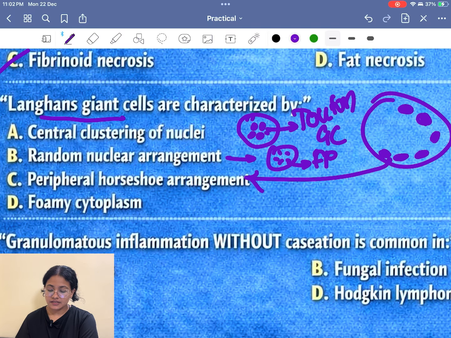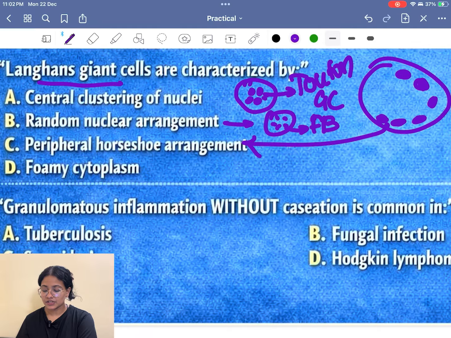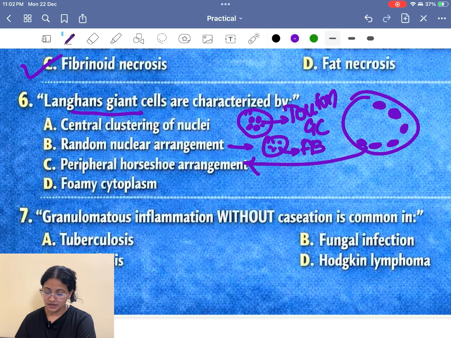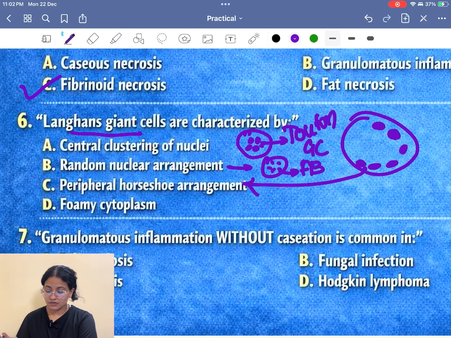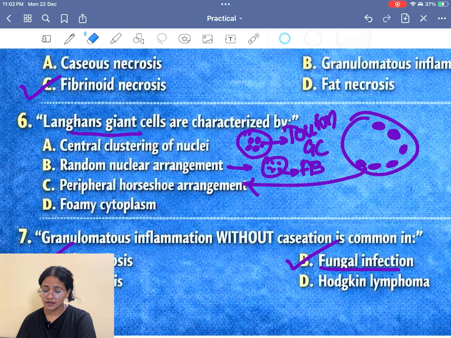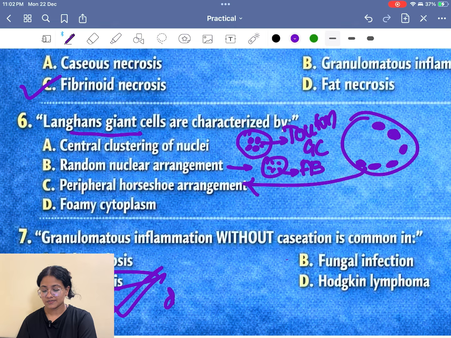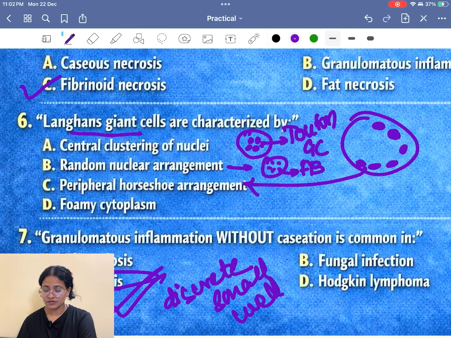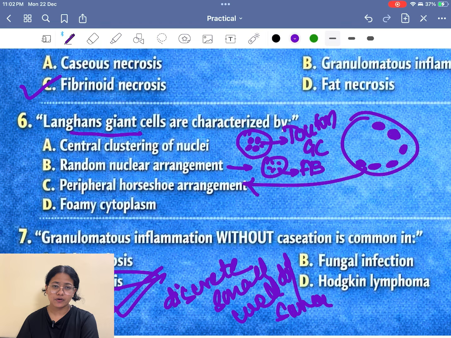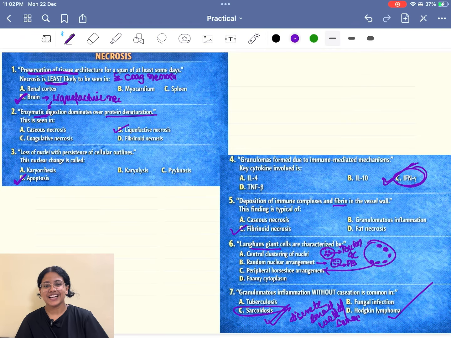Okay. Next, granulomas without caseous necrosis is commonly seen in. Granuloma with caseous necrosis is seen in tuberculosis, and with fungal infection there is also a lot of caseous necrosis, which is very irregular. But we know that one defining disease where there will be granulomas without caseous necrosis is sarcoidosis. There will be discrete, small, well-defined granulomas in sarcoidosis. Please remember it. And Hodgkin lymphoma and seminoma also have granulomas. So I hope you understood this.